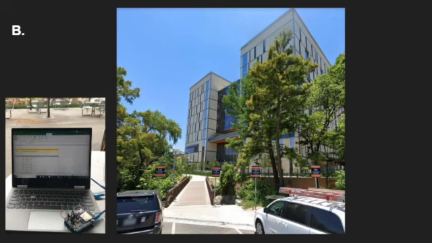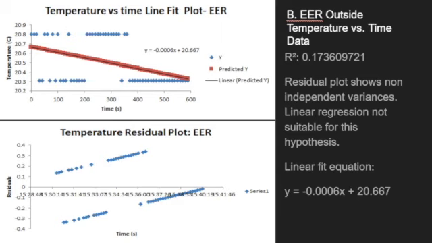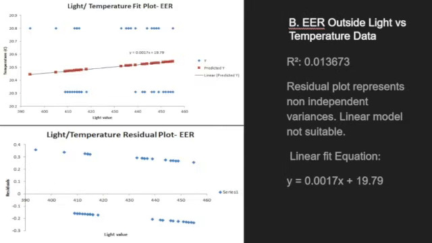Condition B, outside of ER. The temperature versus time plots and residual plots show non-independent variance. Linear regression is not suitable for this hypothesis. The residual plot represents a non-independent variance, so the linear model is not suitable for this hypothesis.